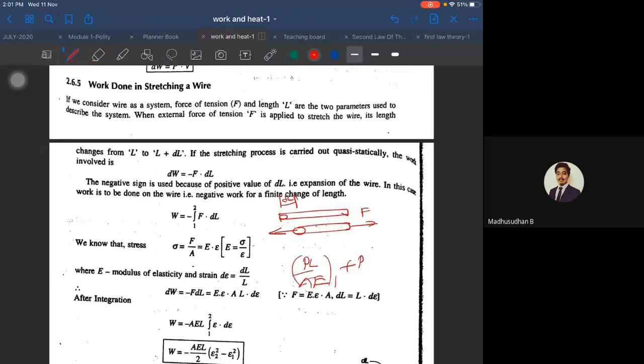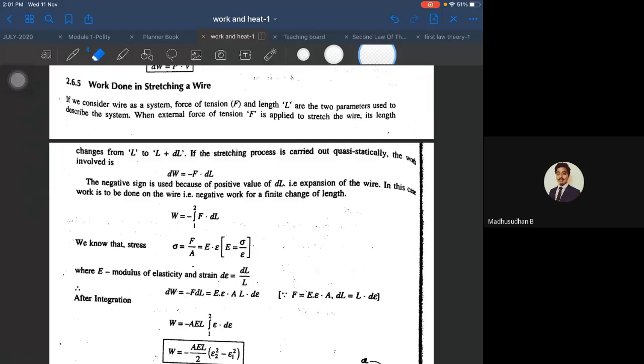The same thing is applied here. What is the work done when you stretch a wire is being questioned here. So dW is equal to force into displacement. That is always the criterion for mechanical work. Mechanical work is defined as force into distance moved. Similarly, here the force is the applied force and dl is the change in length. The product of these two gives you the work done. To get it fully, you have to integrate it from 1 to 2.